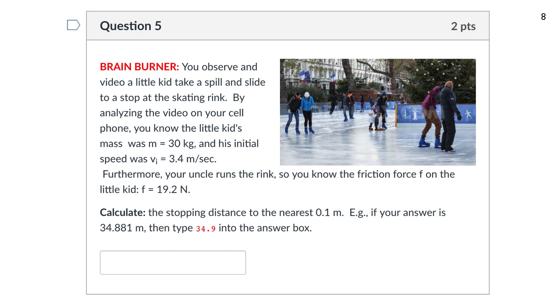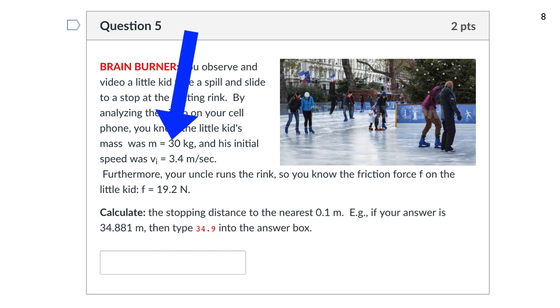By analyzing the video on your cell phone, you know that the little kid's mass is 30 kilograms, and his initial speed was 3.4 meters per second. Furthermore, your uncle runs the rink, so you know the friction force F on the little kid. F equals negative 19.2 newtons. So that's leftward newtons in our sketch. So here's the data. Make a note of that.